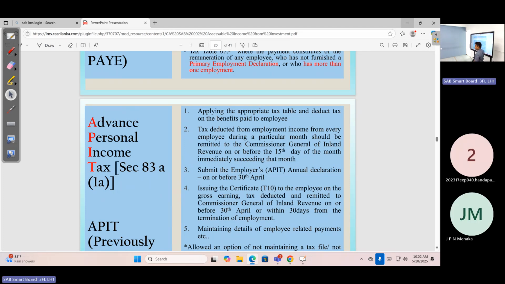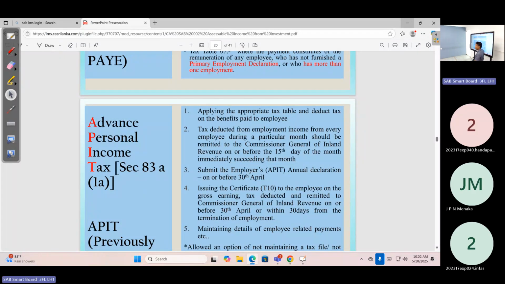It is mandatory, otherwise there is a penalty. The employer has been given 15 days because there is some administrative work: working out payroll tax and recording the documents they have to maintain. So they are going to be compensated, with 15 days given to cover the opportunity cost.